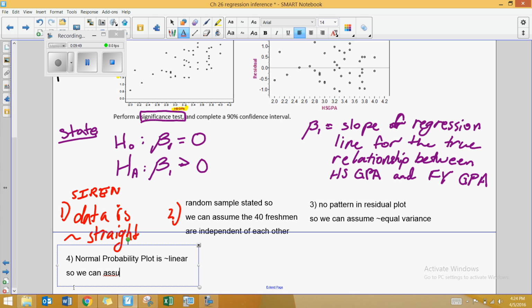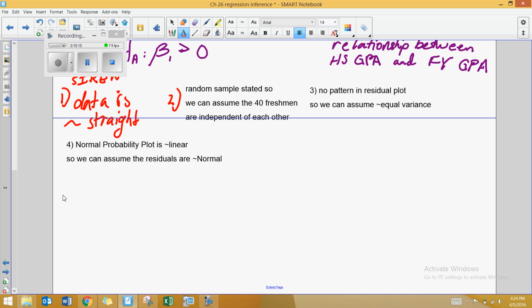So we can assume the residuals are approximately normal. Okay, and you guys are probably used to the state step being the longest at this point. We've got our hypotheses, we've defined our parameter, and we checked our conditions. So next, it's time for the plan step.